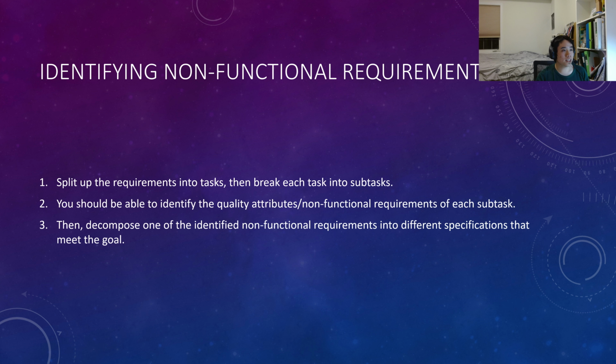Okay, so let's take a look at how we can identify non-functional requirements. We can split up the requirements into different tasks. You start off with one requirement, break it into different tasks you can identify, and then break each task into subtasks. You keep going until you are able to identify the quality attribute of the subtask you're looking at.